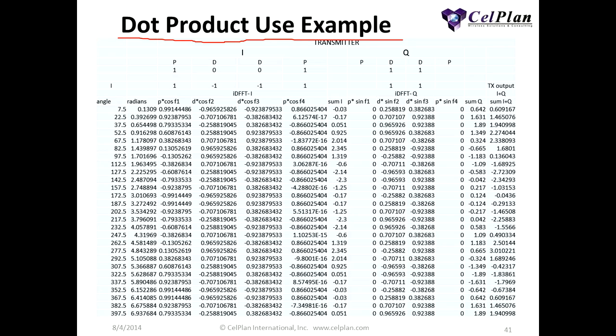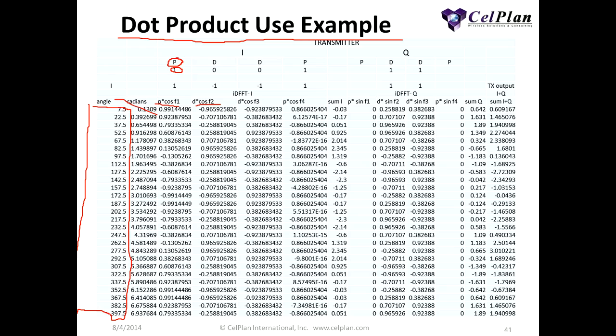Here I have a dot product example. Basically what I did here is to simulate an OFDM symbol. So I have here several angles spaced by 7.5, 22.5, 37.5. Then I have the radians here, just to transform the angles into radians. And then I have 5 subcarriers. In this case, I only used 4 subcarriers, so I didn't modulate anything in the other subcarrier. The values that I'm modulating are here.